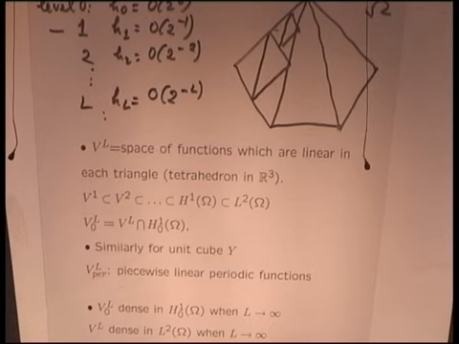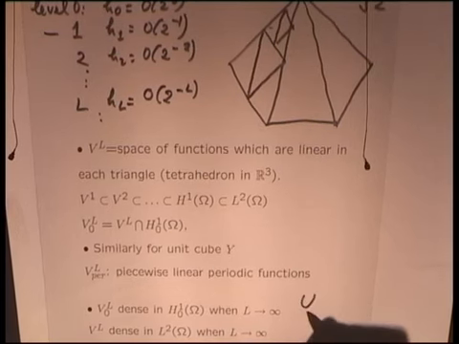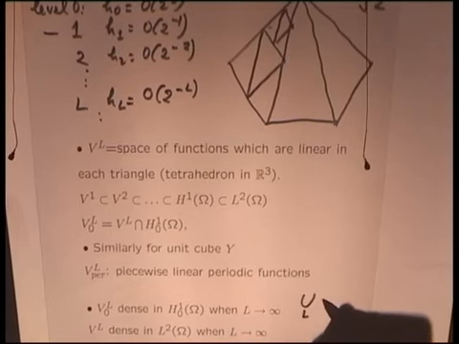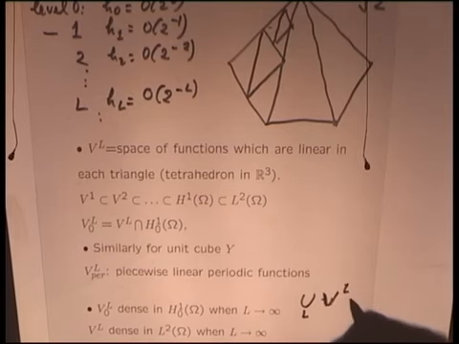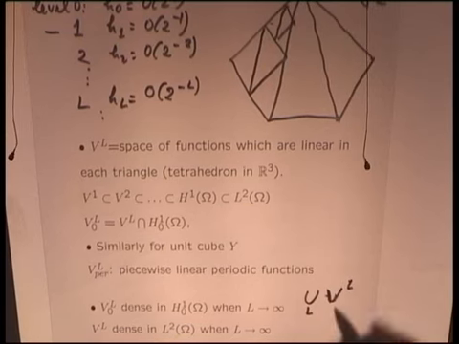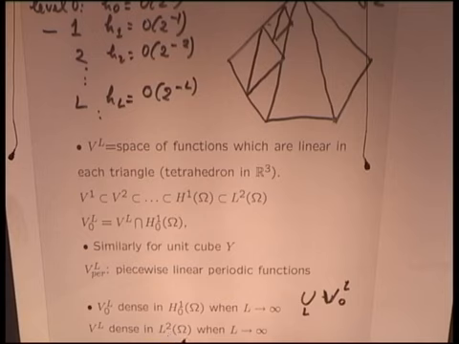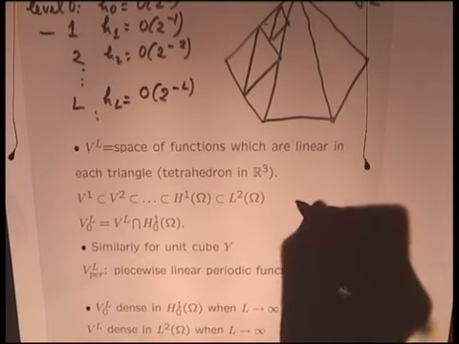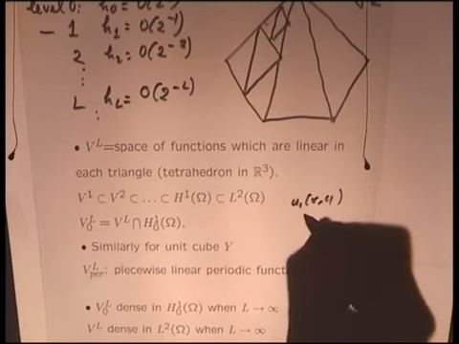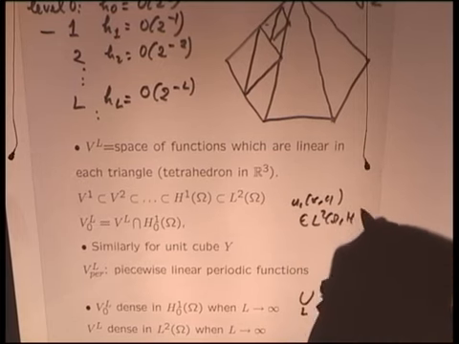And we also do exactly the same thing for the cube Y. And well, when L is large, this is not what I want to say. What I want to say is the union of all VL is dense inside H1 naught, and V0L is dense inside H1 naught, and VL is dense inside L2. And we want to find U1(x,y) inside L2 H1 of y.